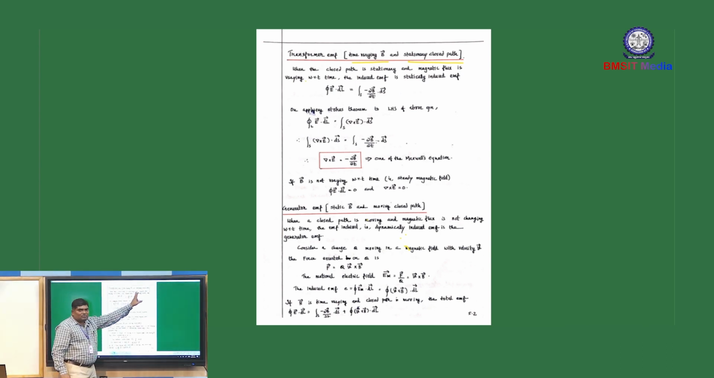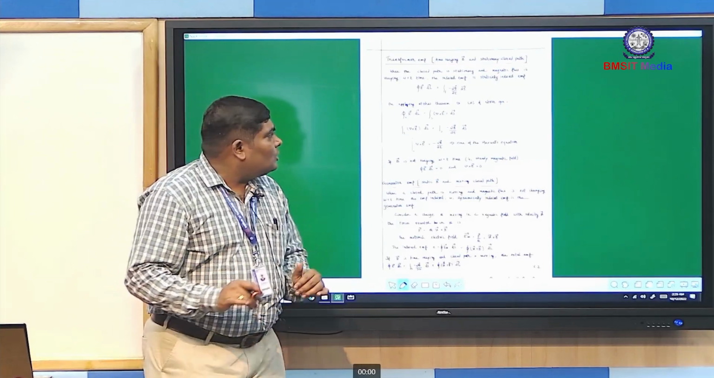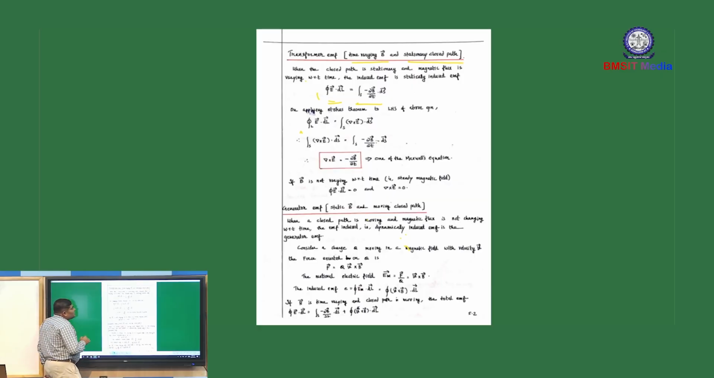There is a closed path which is stationary, but the flux is varying with respect to time. Then the induced EMF, the statically induced EMF, will be given by the closed loop integral of E dot dl, which is equal to the surface integral of minus ∂B/∂t dot ds. So the equation is E dot dl equals minus ∂B/∂t dot ds.